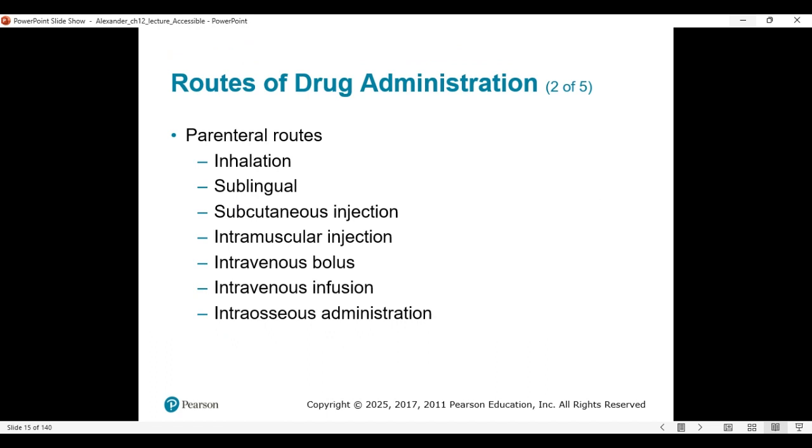Parenteral routes are inhalation, sublingual, subcutaneous, intramuscular, intravenous, bolus, or infusion. Now, the difference is a bolus is like a one time push, whereas an infusion is like a drip, like if we're giving saline, a bolus or an infusion, and enteral administration or through the IO.